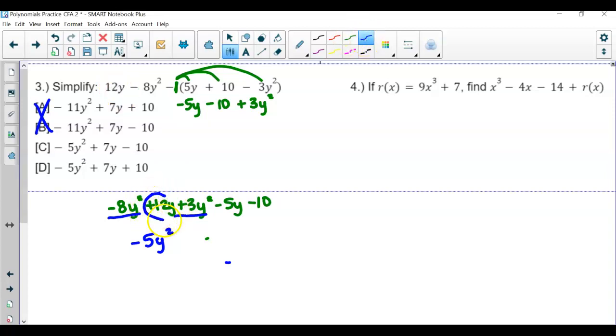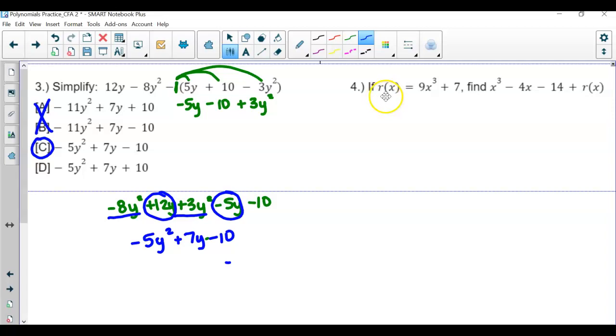Now I've got 12y minus 5y, which is positive 7y, then minus 10. So that's why here the answer was C. Now question number 4 is a little different here, right?